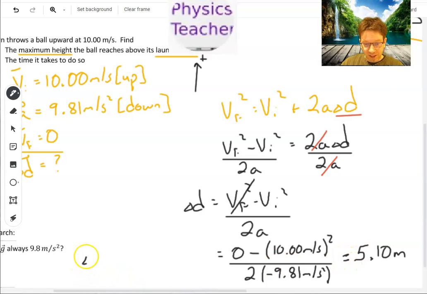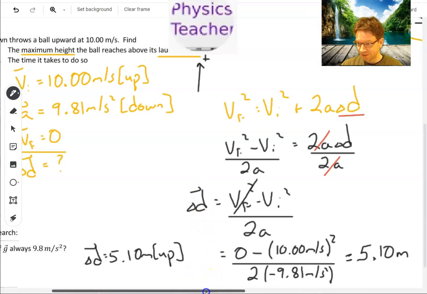So this is a positive value. That's telling you that our displacement is actually up. So it is 5.10 meters up, which makes sense since we're throwing a ball up and it reaches some maximum height. You would think our displacement would be up. It's always good when you look at your answer to ask yourself if that makes sense. If you got a negative answer here, you should say, that doesn't make sense. If I threw a ball up, how can its maximum height be below where I threw it from? And if you ask yourself those questions, then you could realize without going over your math that somewhere you made a mistake. So it's good to ask those types of questions when you look at your answer.